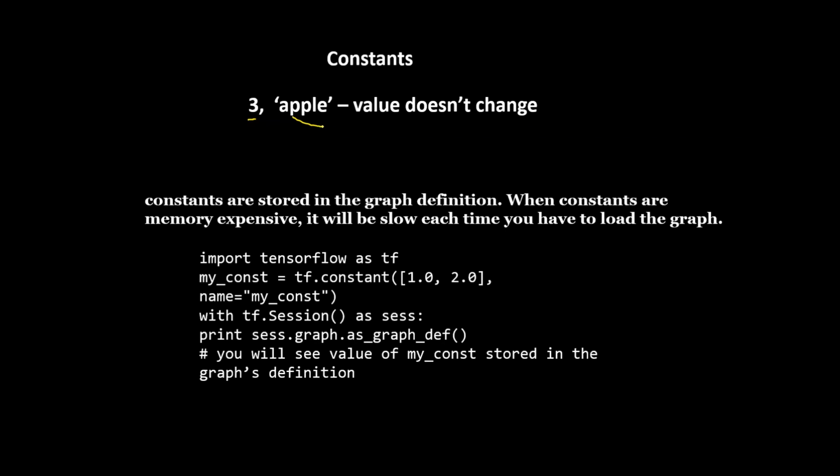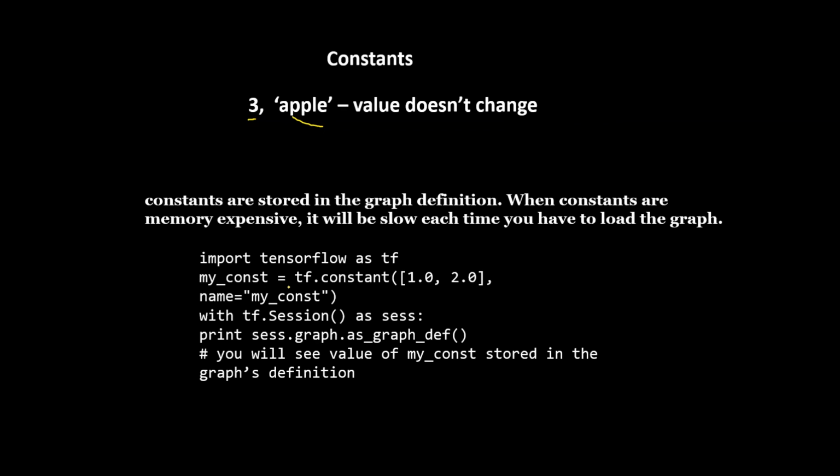But there's a disadvantage of using constants in a TensorFlow graph, because constants are stored in the graph definition. When we define the graph, we are just defining it, and when we run the session, we execute those computations and take the values. But constants will be loaded every time we load the graph, and it will become slow, especially when constants are big. So it's better we don't use them. We mainly use variables if we have to store large values.